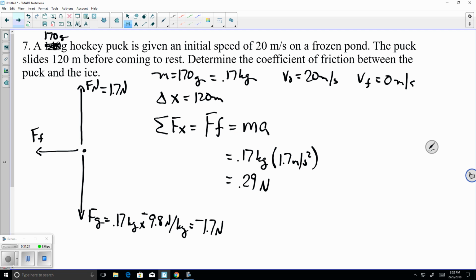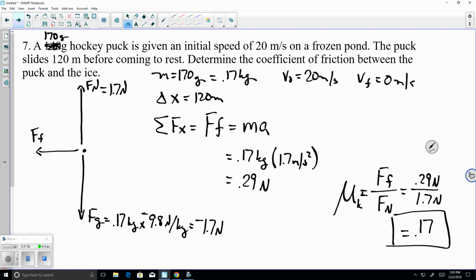All right. So what's my coefficient of friction then? This turns out to be, this is kinetic because it's moving, equal to the friction force over the normal force. Friction force is 0.29 newtons. Normal force, 1.7 newtons. And that is going to turn out to be equal to 0.17. And that's the answer for the last one.